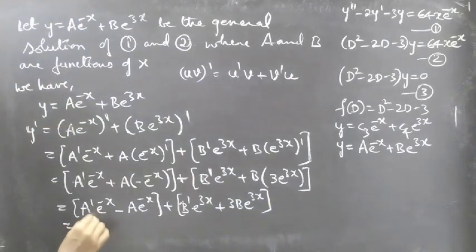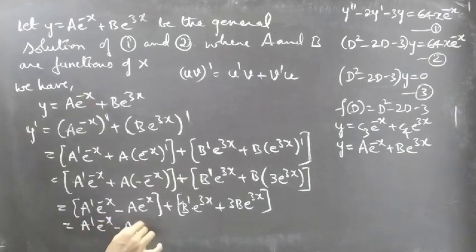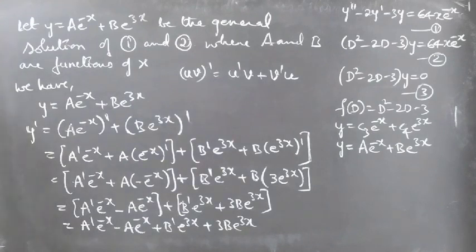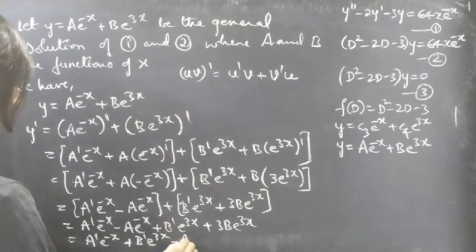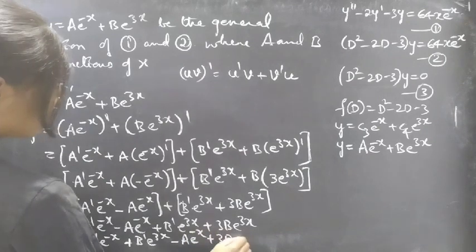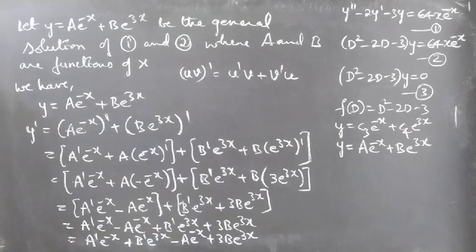Now I'll just remove the brackets. You can avoid this step if you feel it's unnecessary. If it is avoidable, you can skip this step, okay? Now write the terms involving a' and b'. We'll have a' e^(-x) plus b' e^(3x). Now write the terms involving a and b. We have minus a e^(-x) plus 3b e^(3x), right?